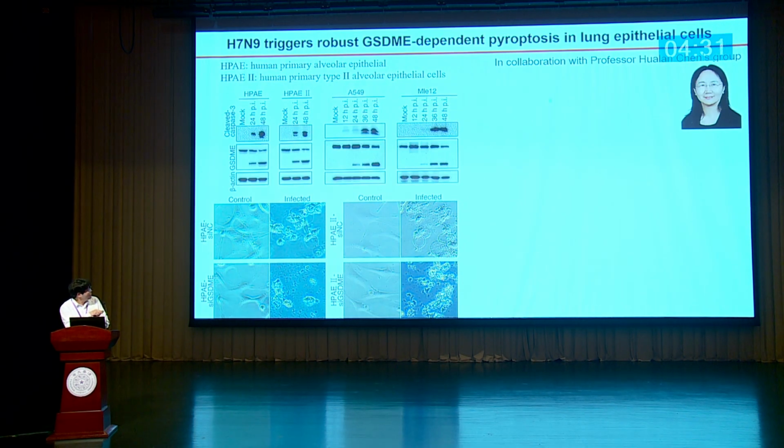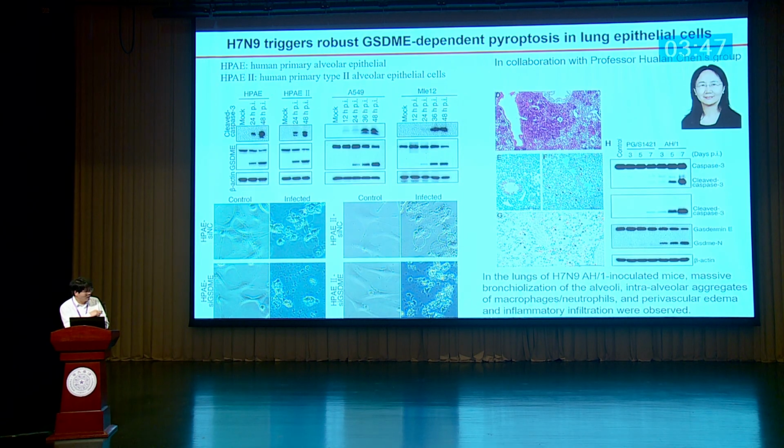So in collaboration with Professor Hua Lancheng's group in Harbin, we looked at the role of gasdermin E in virus infection, specifically in H7N9 avian virus. Many virus infections will induce caspase-3 activation. If you look at the literature, it's very common. So in primary lung epithelial cells or some alveolar epithelial cell lines, we infect with H7N9. We can see gasdermin E cleavage, very robust, and caspase-3 cleavage. You can see that those cells infected by H7N9 undergo pyroptosis, with bubbles blowing out, right?